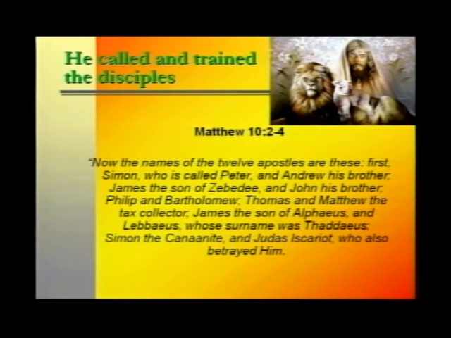Write Matthew 10, verses 2 through 4 in your notes. We see in this portion, he actually calls the disciples. "Now the names of the 12 apostles are these: first Simon, who is called Peter, and Andrew his brother, James, the son of Zebedee, and John, his brother, Philip and Bartholomew, Thomas and Matthew, the tax collector, James, the son of Alphaeus, and Lebbaeus, whose surname was Thaddeus, Simon the Canaanite, and Judas Iscariot, who also betrayed him." And so we see the 12 right there.